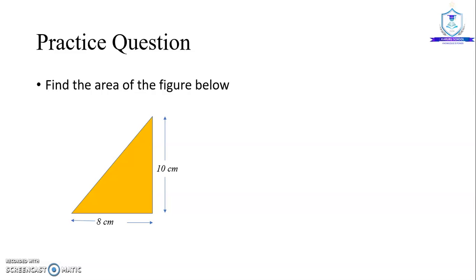So let's look at a practice question. Find the area of the figure below. So we've been given a triangle whose breadth is equal to 8 centimeters and the height is equal to 10 centimeters. So the area of that triangle will be given by a half times breadth times height. So this is equal to a half times B times H.